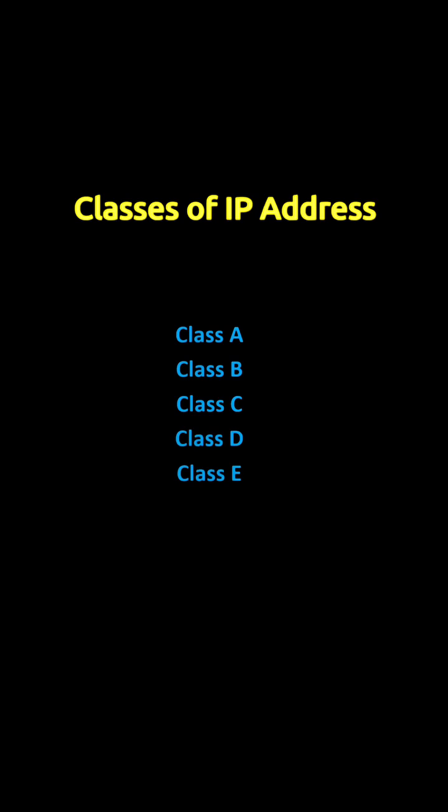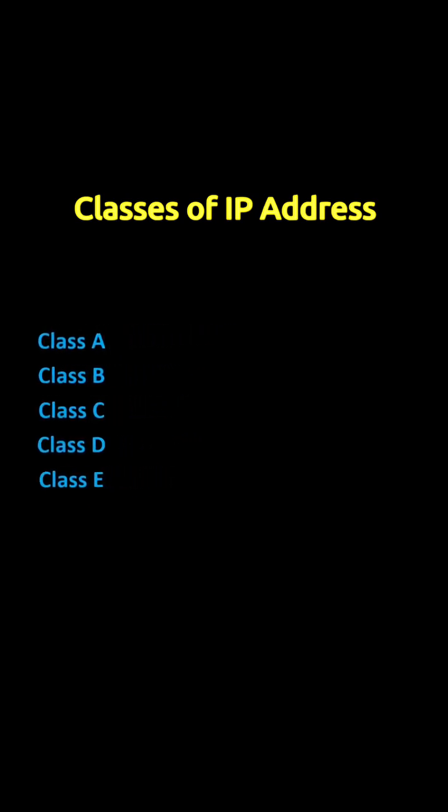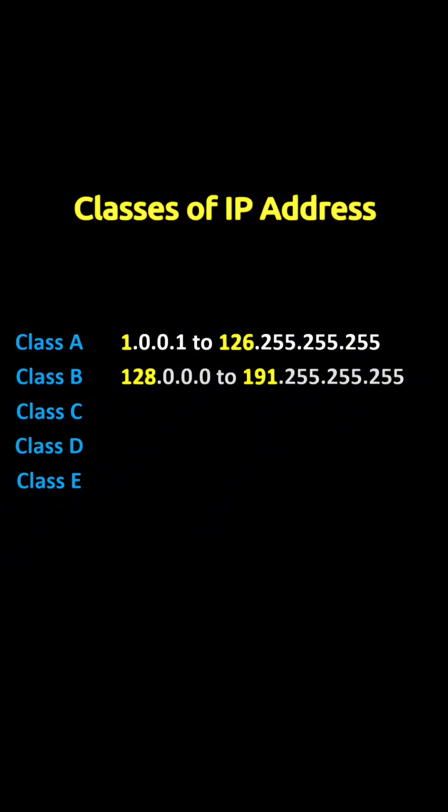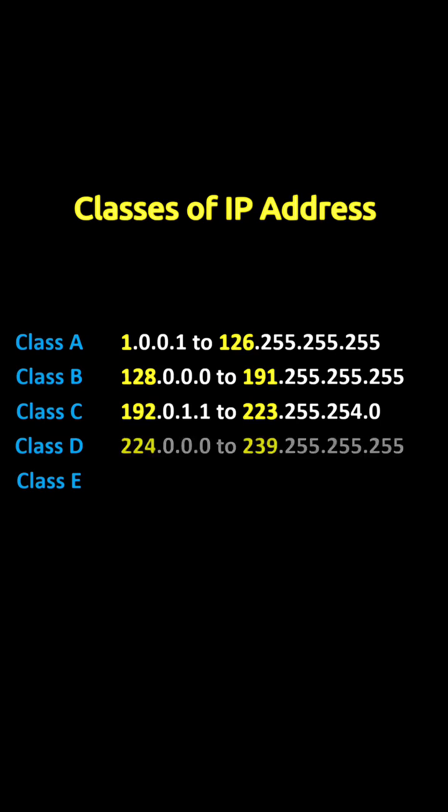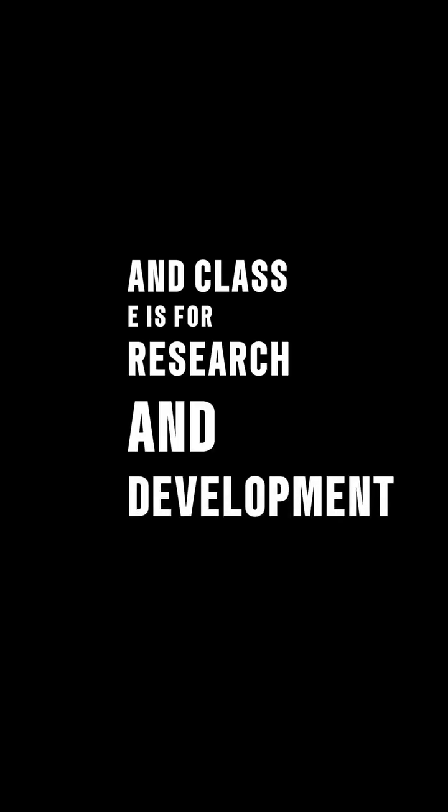In class A, the value of the first octet is from 1 to 126, and in class B it is from 128 to 191, and in class C it is from 192 to 223, and in class D it is from 224 to 239, and then the last one, that is class E, it is from 240 to 254. Only classes A, B, and C are available for public use. Class D is for multicasting, sending data to the group of networks who want that data, and Class E is for research and development.